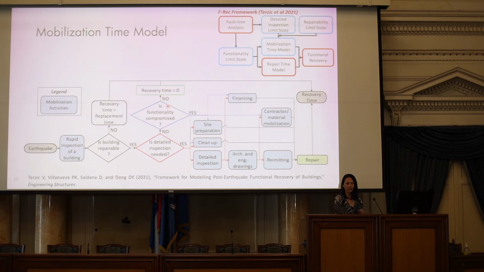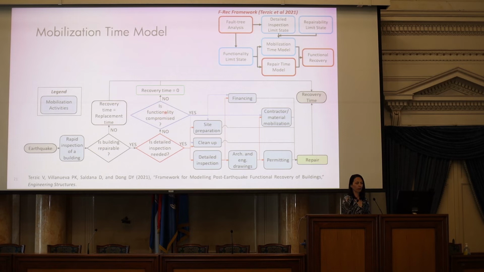But if you do not need detailed inspection, but functionality is still compromised because maybe some ceiling tiles fell off somewhere and that space cannot be used, or something similar, we still need to get contractors on board, we need to clear up the space and so forth. So we need to take into account all those activities that need to take place before we can start fixing the ceiling, for example.